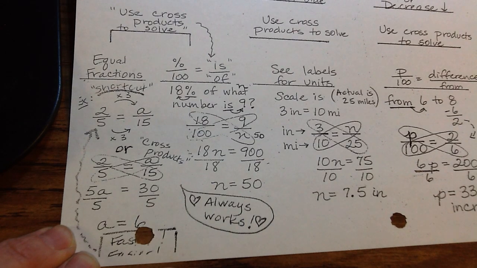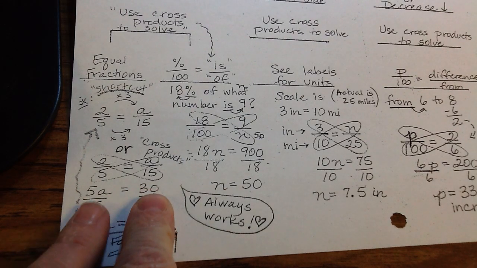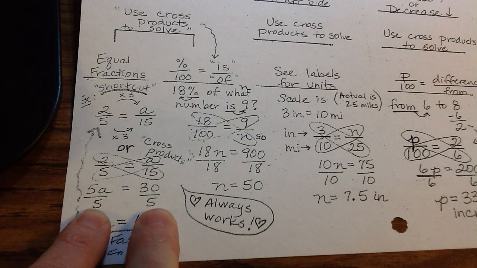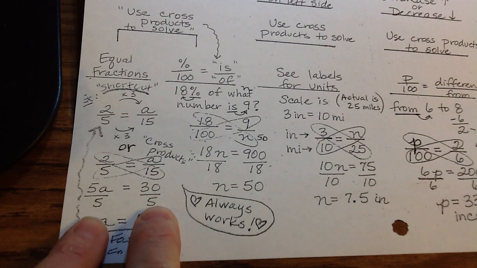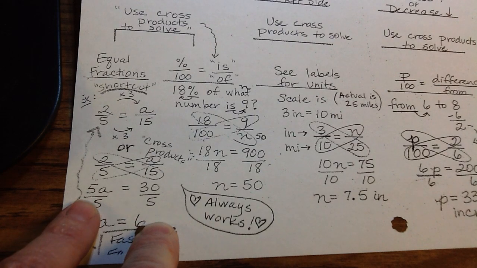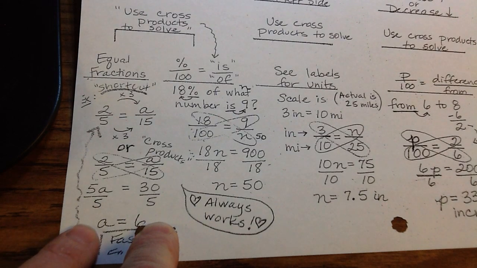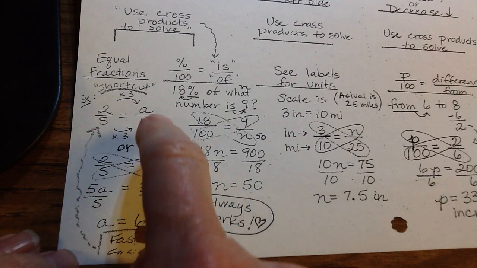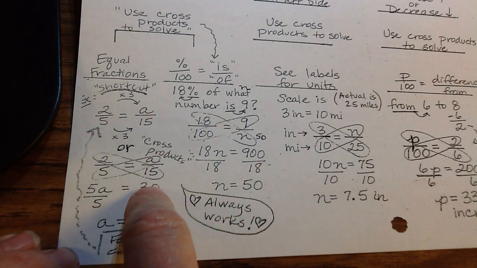We used factor bubbles. So 2 times 15 equals 30. So then you've got 5A equals 30. And now we know how we solve in Unit 3. They're multiplying by 5, so we divide by 5 on both sides. 30 divided by 5 equals 6. You know, you multiply by 5 and divide by 5, they cancel each other out. You're left with just A. So A equals 6, either with the shortcut way or with using cross products.